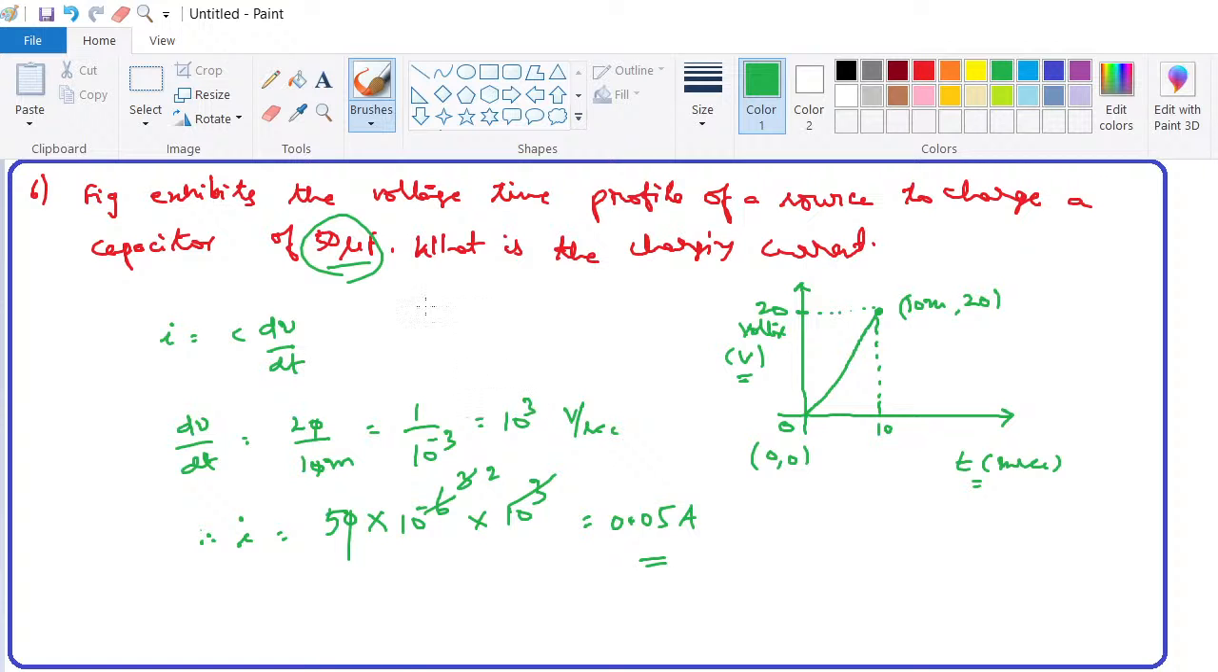Yeah, sorry, it is 2, this is 20, not 10, so it is into 2. Simple, as it is into 2, it is equal to 0.1 ampere. It's very simple.